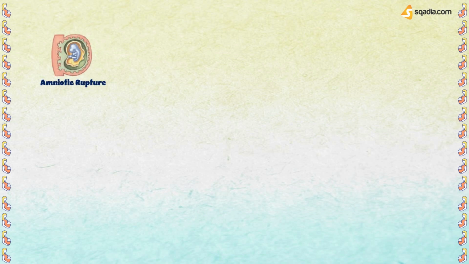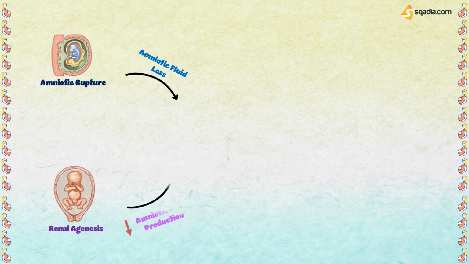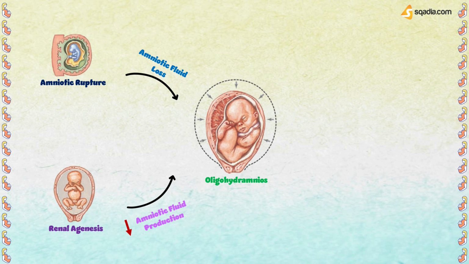Amniotic rupture causes amniotic fluid loss, and renal agenesis causes decreased amniotic fluid production. Renal agenesis is a complete absence of one or both kidneys. Amniotic rupture and renal agenesis both cause oligohydramnios. Oligohydramnios is a decreased amount of amniotic fluid. That leads to Potter facies. Potter facies is described as having a flattened nose, recessed chin, prominent epicanthal folds, and low set abnormal ears.